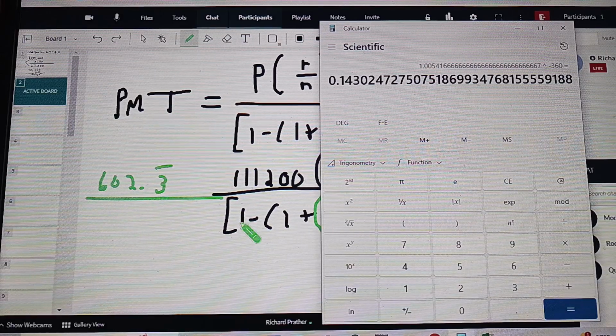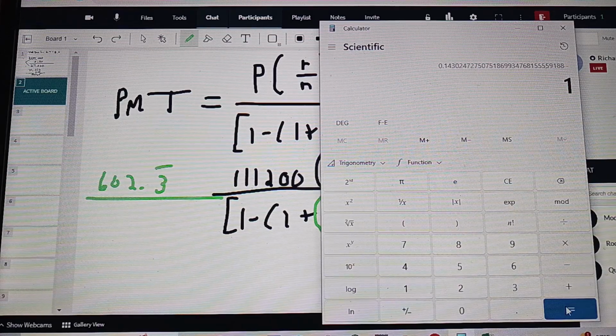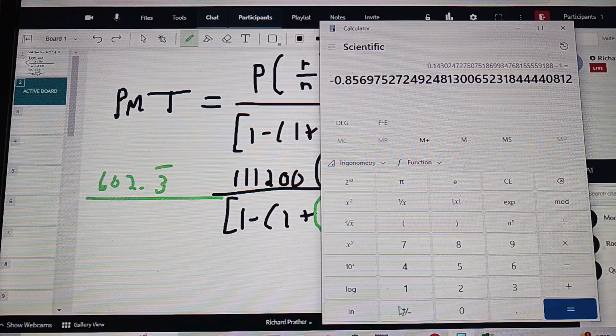And then you're supposed to do 1 minus it, but I'm going to do minus 1 of it, which will make it wrongly negative, and then I can just unnegative it with this plus minus button. So there's the denominator. The denominator is 85697, but real messy decimal.